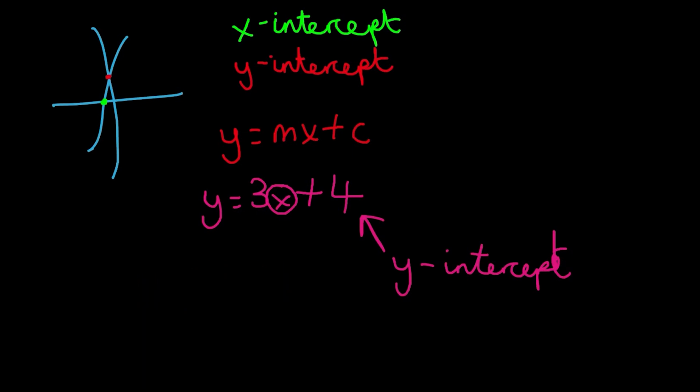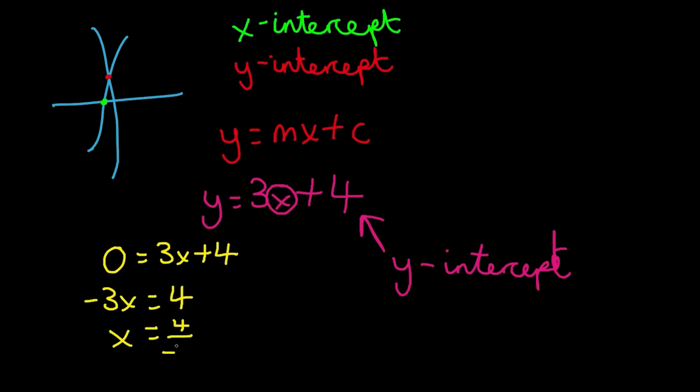Now if we consider the x-intercept, that happens when y is equal to 0. So if we set this equation like this, 0 is equal to 3x plus 4, we can say that -3x is equal to 4. So x is equal to 4 divided by -3. So the x-intercept is -4 over 3.